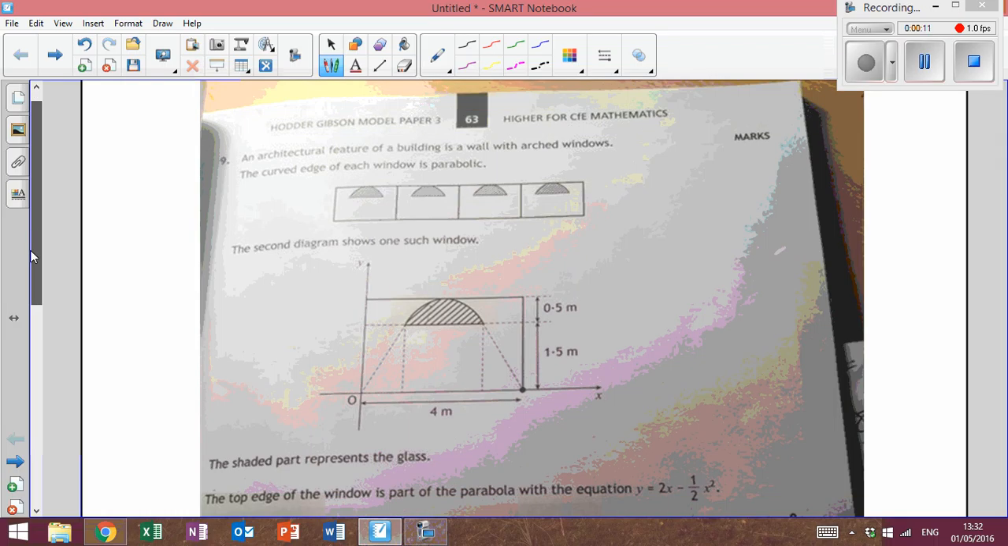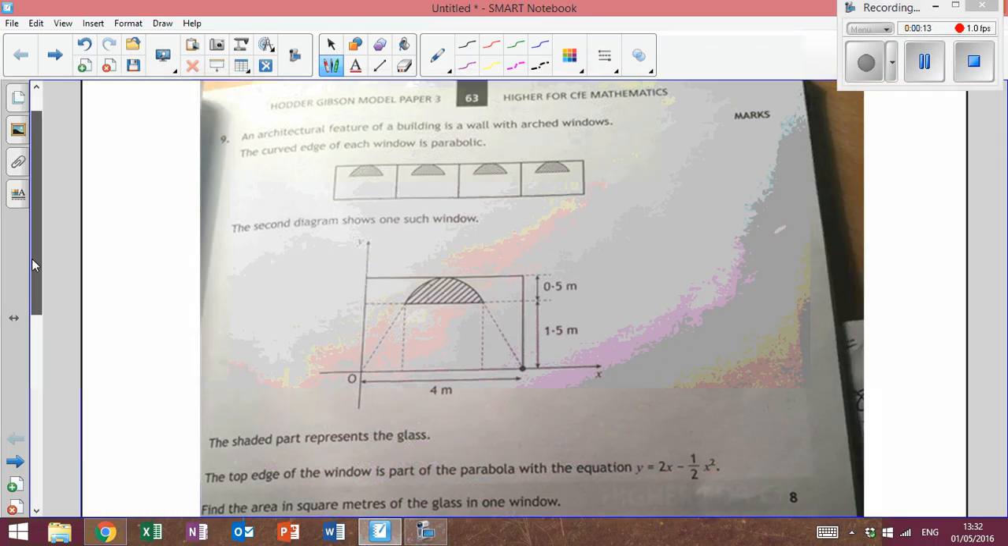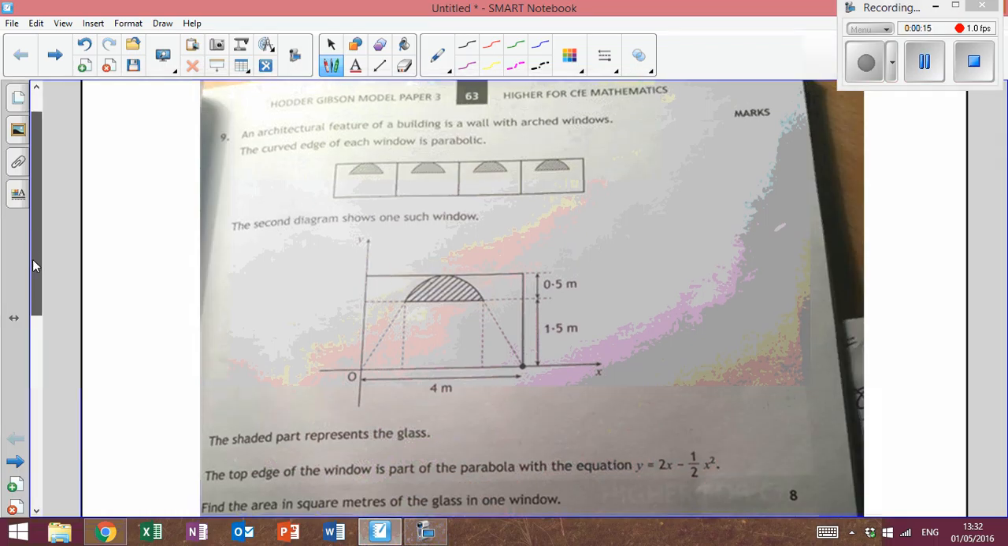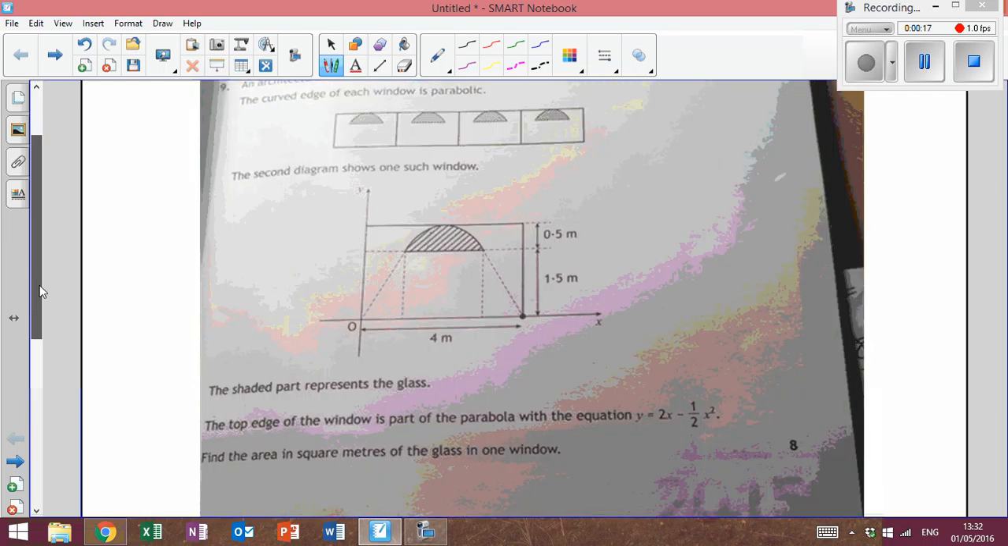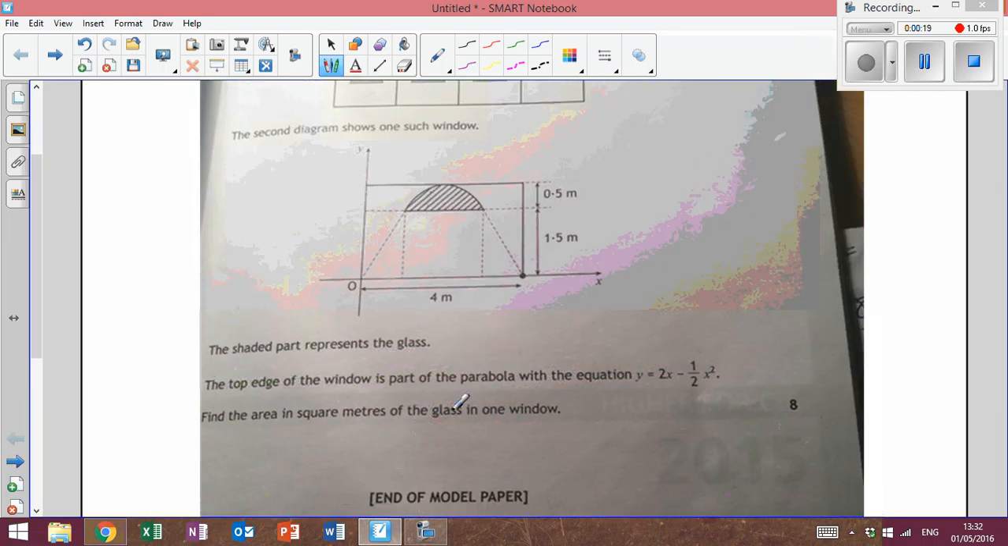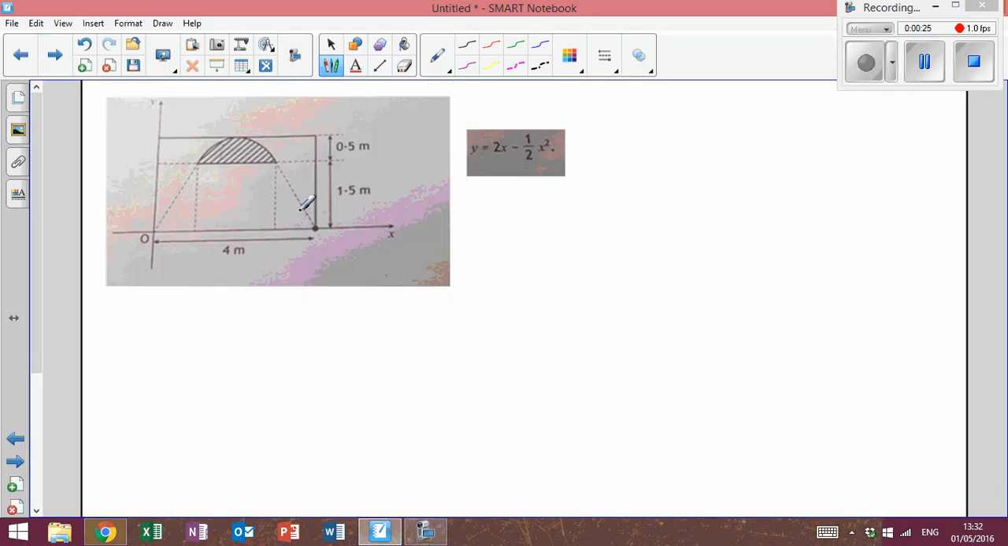Okay, so here we've got the big story about an architectural feature of a building being a wall, there's an arch window in it, and we're looking for the area in square meters of the glass in one window. So we're looking for the area of this curved section. Taking away the whole story, this is the important information.